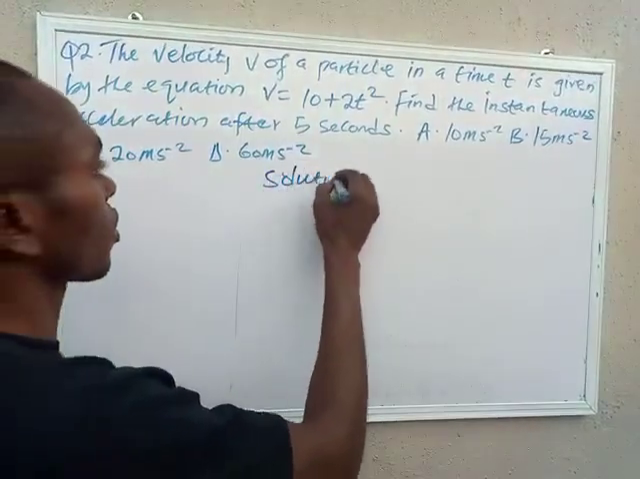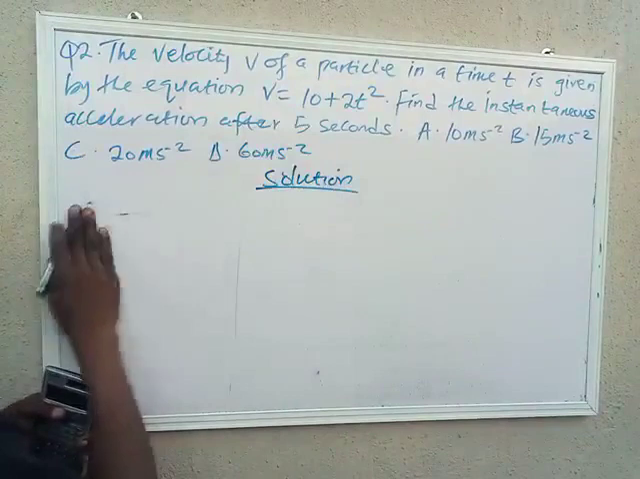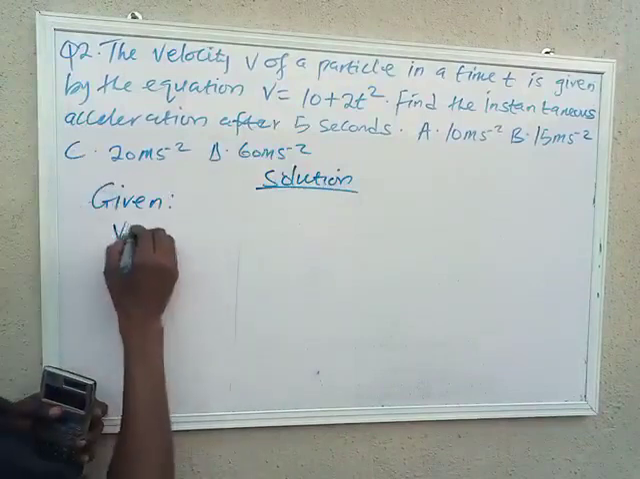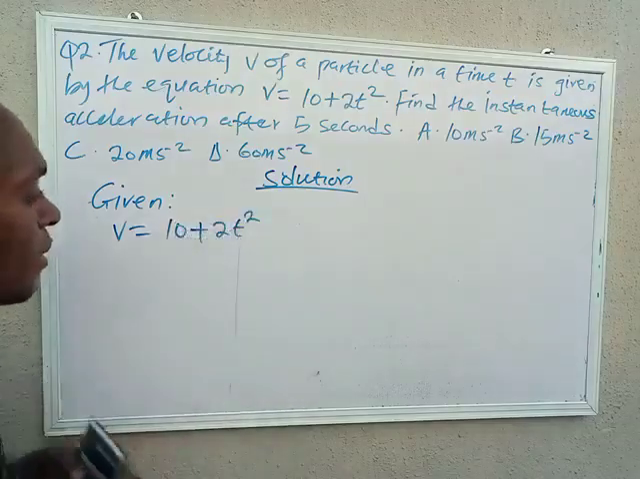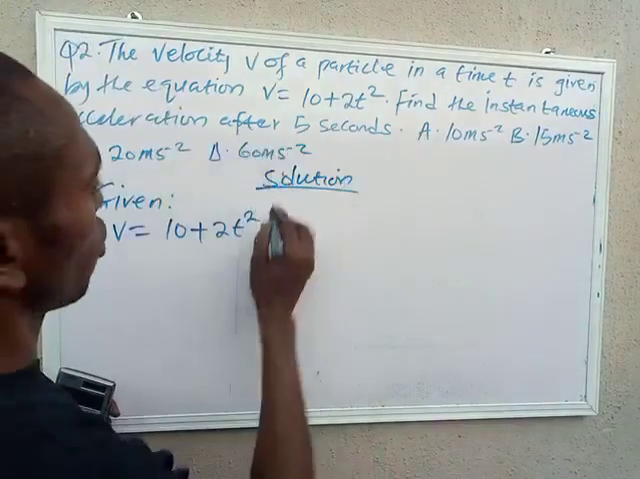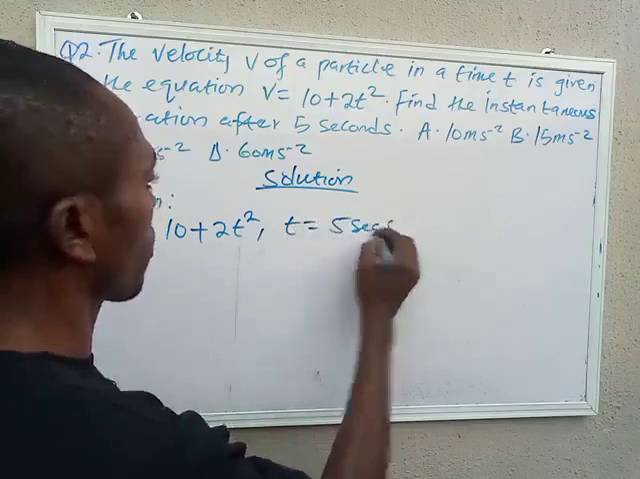So, solution. What we are given is V equals 10 plus 2t squared. And then we are told that we should find the acceleration when t is 5 seconds.